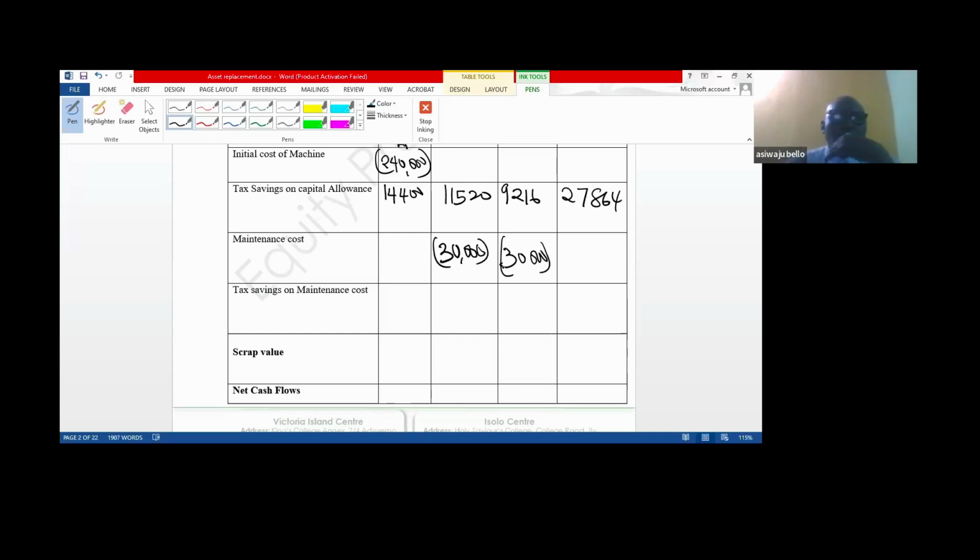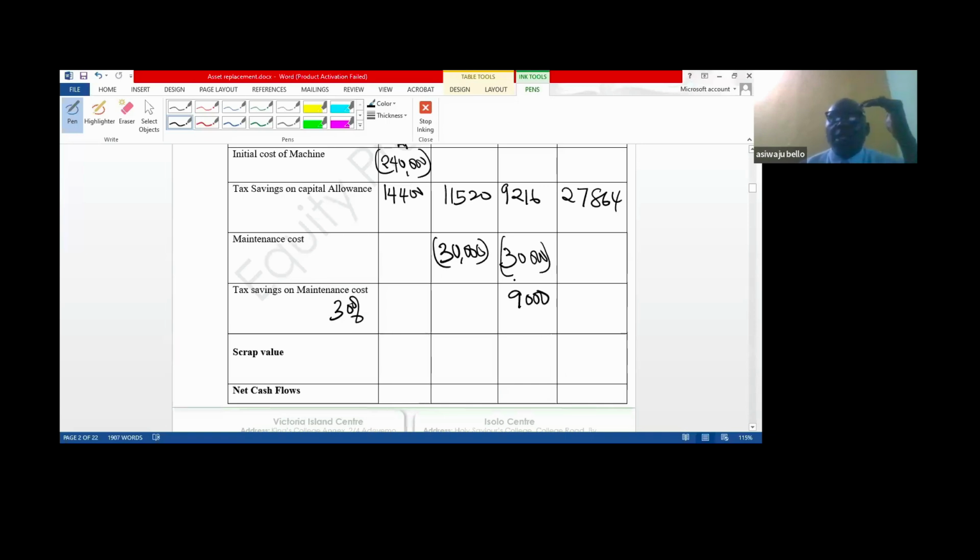That means maintenance cost for year 2. The cost is incurred at the beginning of year 2. Under the tax rule, that cost is incurred in year 2. The tax rule is different from the investment rule. So compute the tax relief. 30% of 30,000. That will give you 9,000. That is the tax relief for year 2.